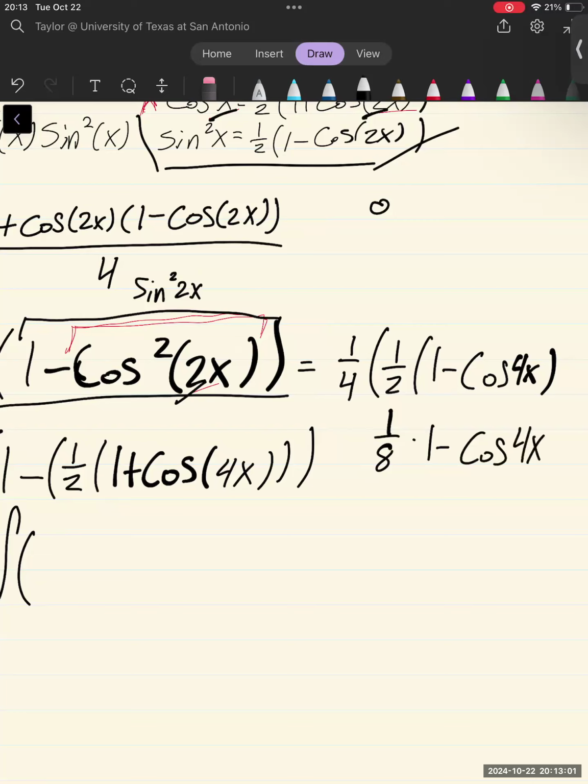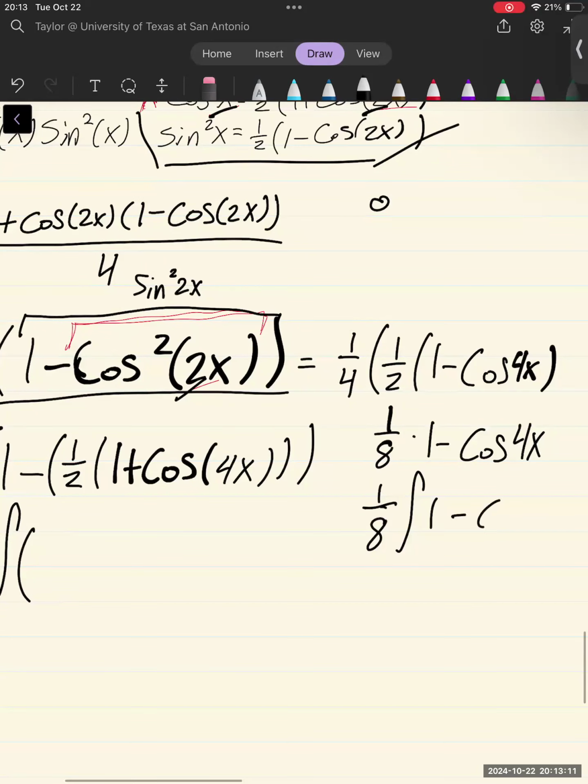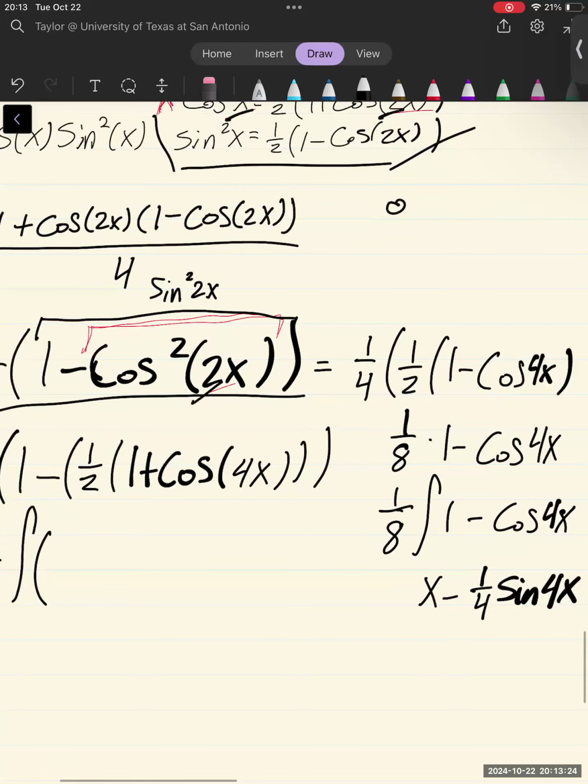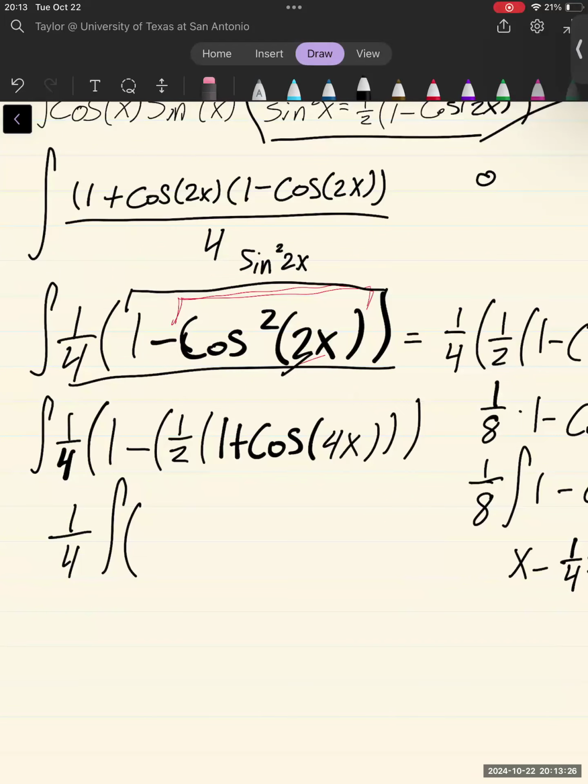And then you can pull out the 1/8, so we don't need to take the integral of that, and then you just basically have to take the integral of the 1 minus cos 4x, which is going to be x, sorry, negative 1/4 sine 4x plus c. Nice. Yeah, so both ways are perfectly valid. This way just involves a little more algebra. So thank you, I appreciate that.